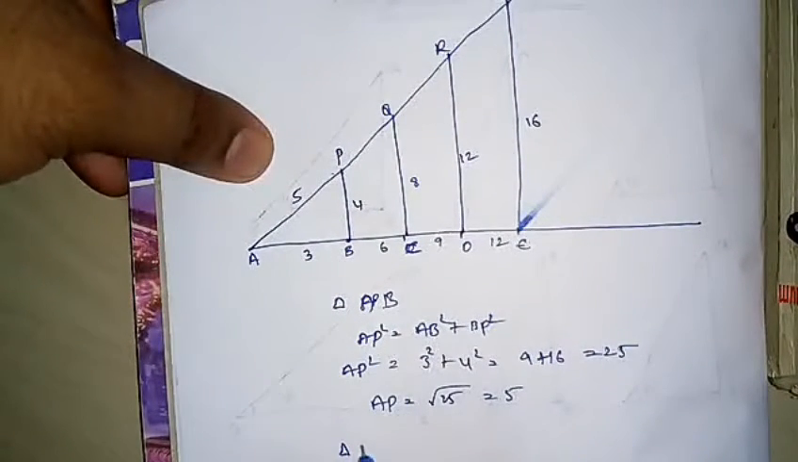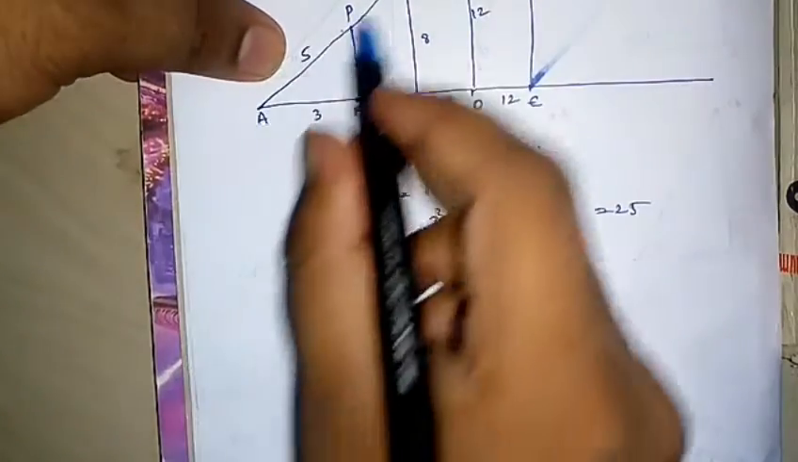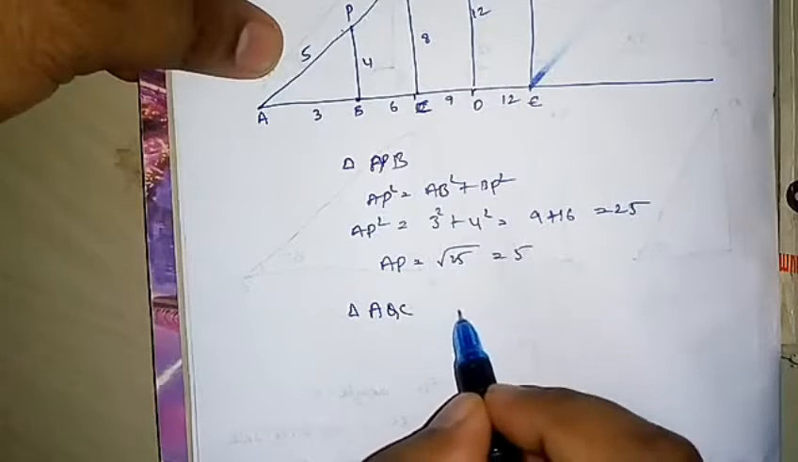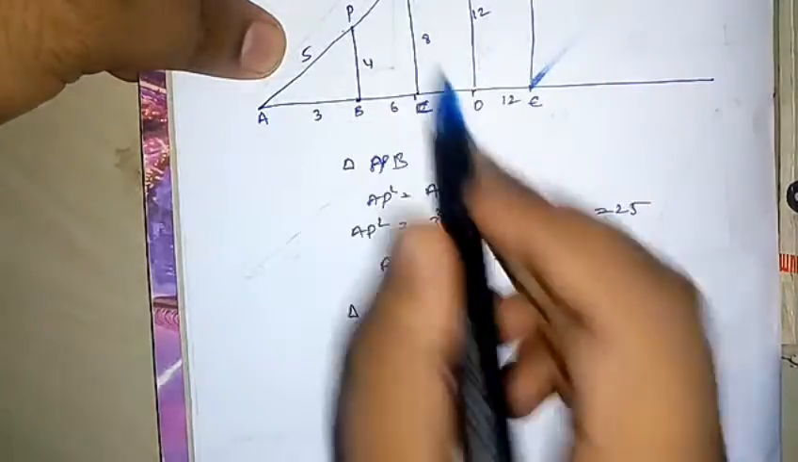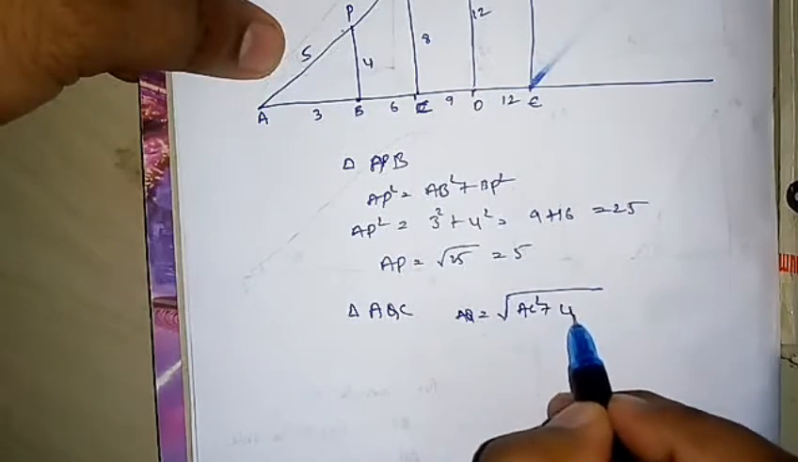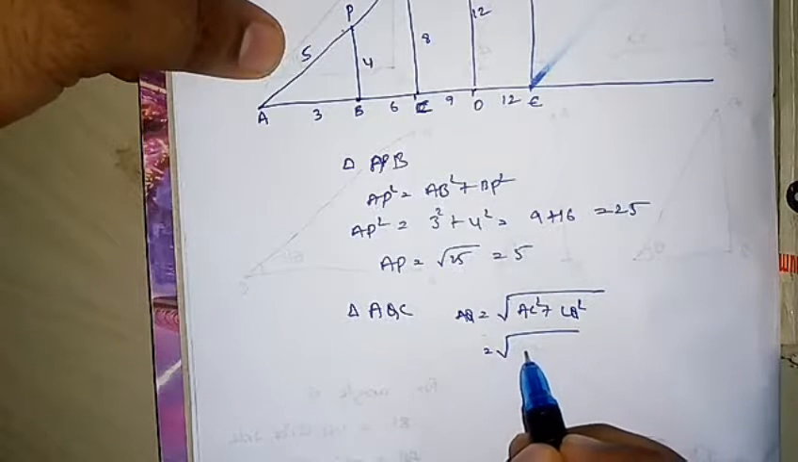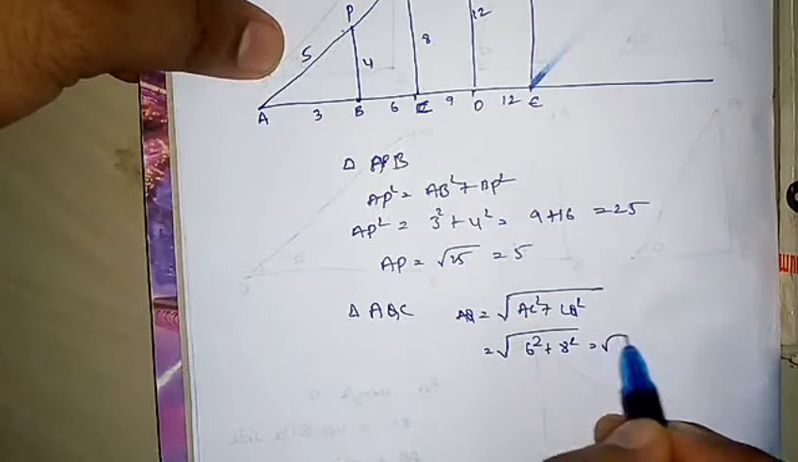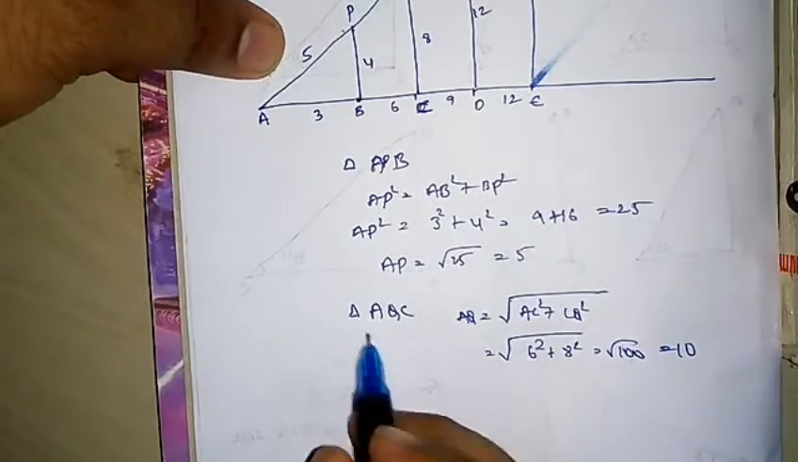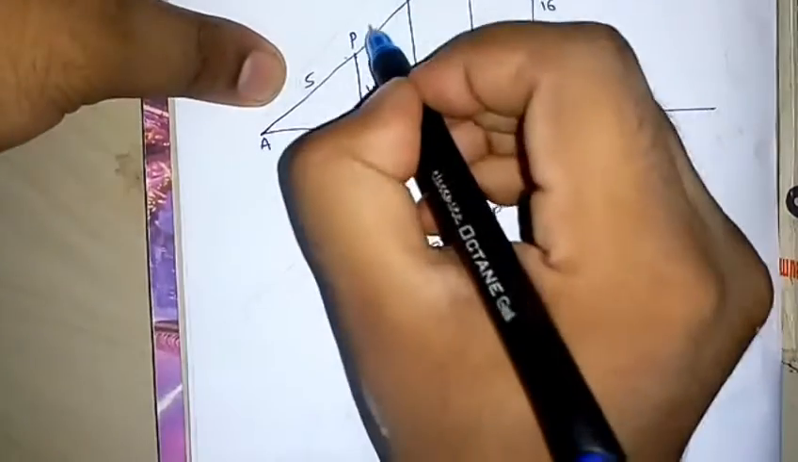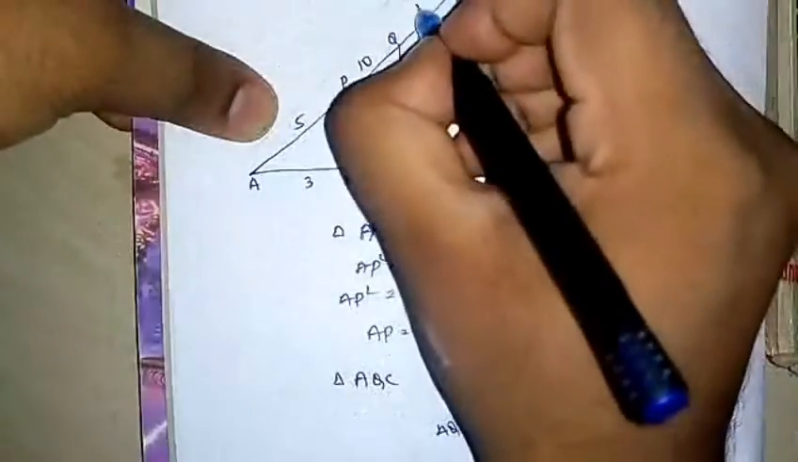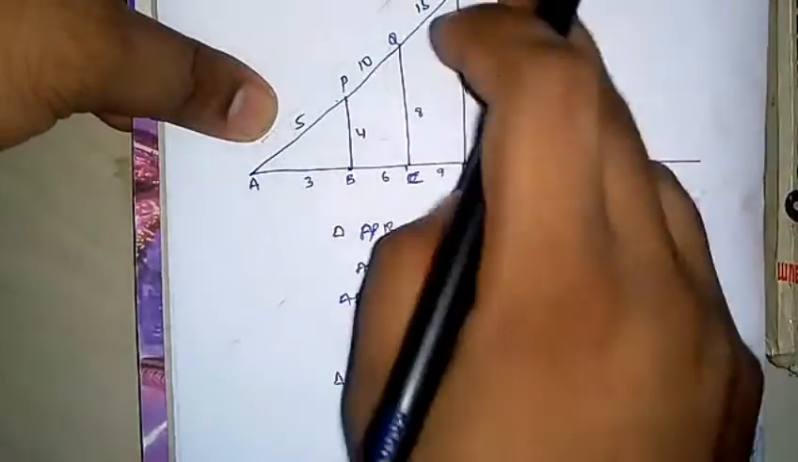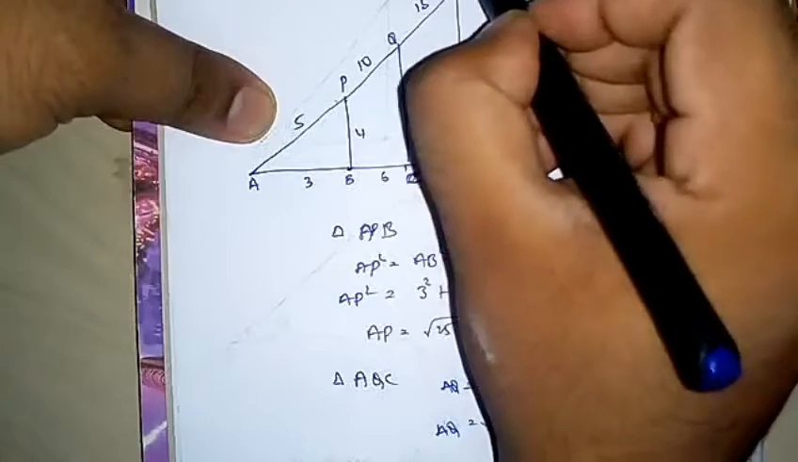Similarly, in triangle AQC, using the Pythagoras theorem, you get AQ is equal to root of AC square plus CQ square, which is 6 square plus 8 square, which is equal to root 100, which is equal to 10. So AQ is equal to 10. Similarly, in triangle ADR, you get AR is equal to 15. In triangle AES, you get AS is equal to 20.